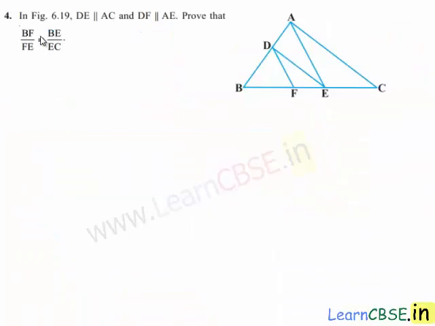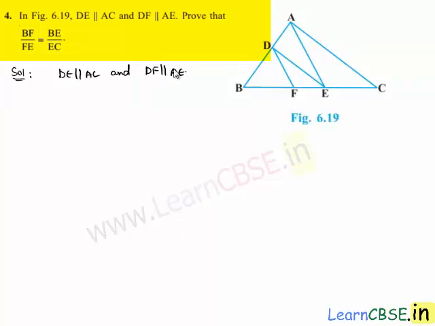Now moving on to the fourth question. In figure 6.19, DE is parallel to AC and DF is parallel to AE. Prove that DF by FE is equal to DE by EC. Now moving on to the solution. He has given that DE is parallel to AC and DF is parallel to AE. Then he asked us to prove that DF by FE is equal to DE by EC.